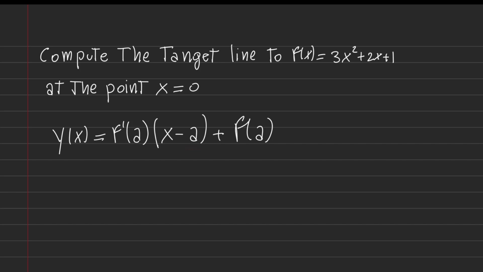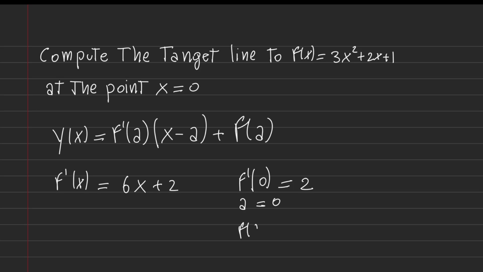Great. So what do we have to do? Well, we have to first compute the derivative. So f prime of x is equal to 6x plus 2. And then to apply the formula, what do I need? Well, I need the value of the derivative at 0. So f prime of 0 is equal to 2, because 6 times 0 is equal to 0. a is equal to 0, because it's my point of tangency. And f of a is equal to 1.